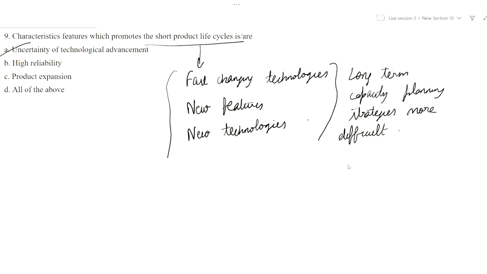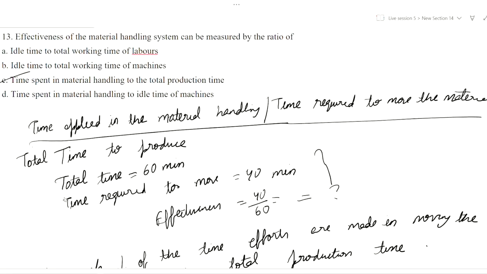Next, we discussed elaborately aggregate planning, and we also discussed a little about the effectiveness of material handling. That means the time required to move the material divided by the total time to produce. So this is the effectiveness of material handling. These are the important topics covered in the fifth live session. Now we'll move on to the sixth live session and discuss the important topics in that.